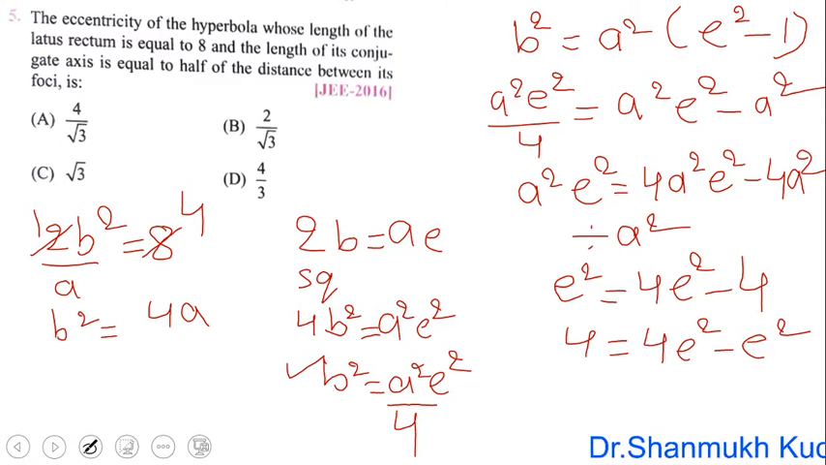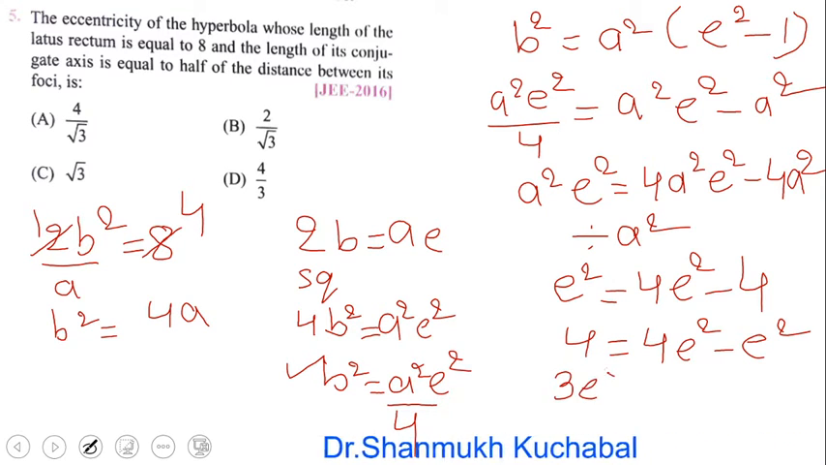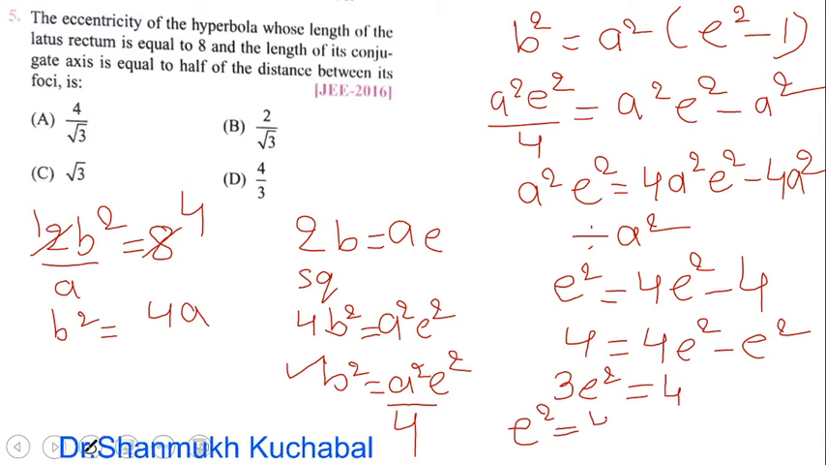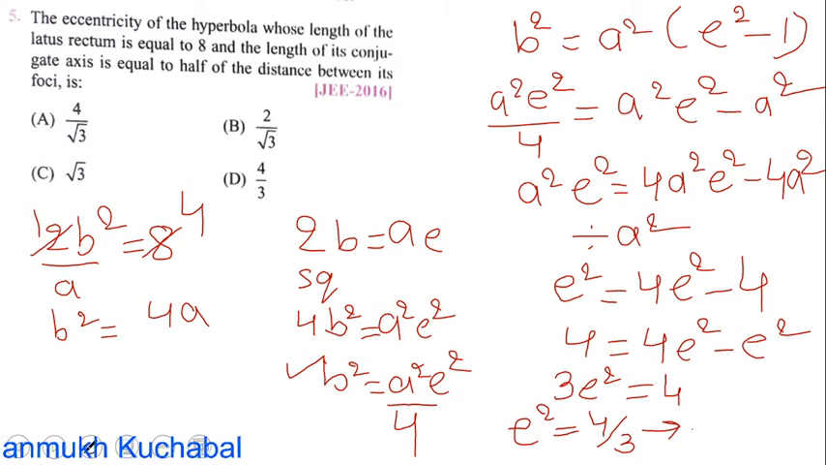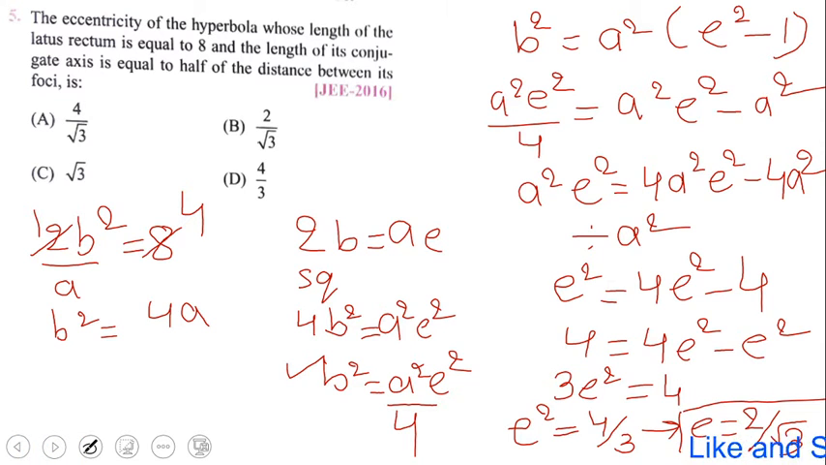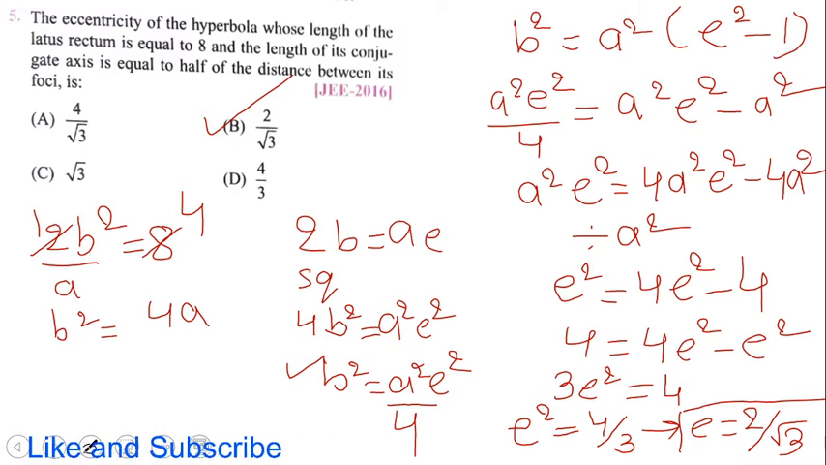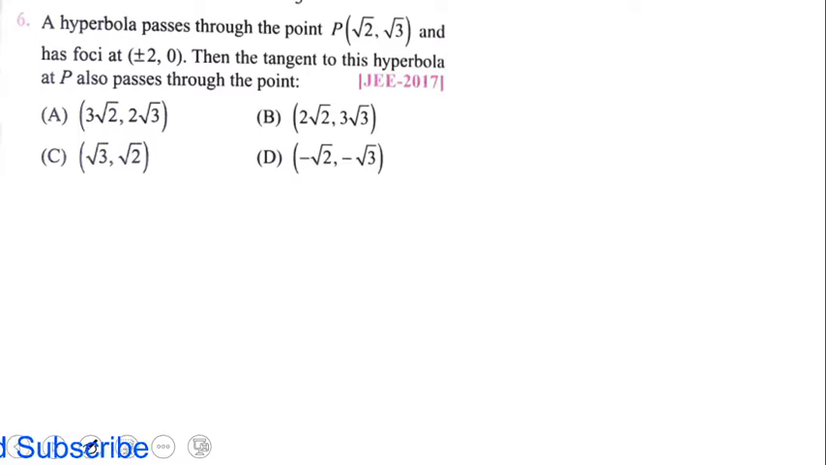We need to simplify this. So we get 3e square equal to 4, so e square is 4 divided by 3. So we get e as root 4 divided by root 3, that is 2 divided by root 3. This is the solution for e. Therefore, clearly option B is the right answer. If you use b square as 4a, the first option, that also leads to 2 divided by root 3. Okay, we'll move to the next example.